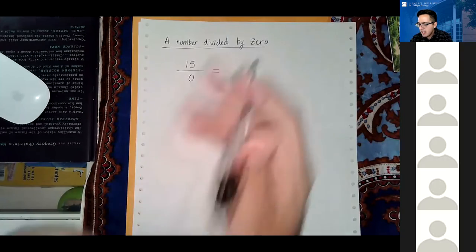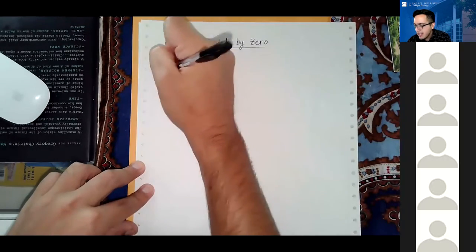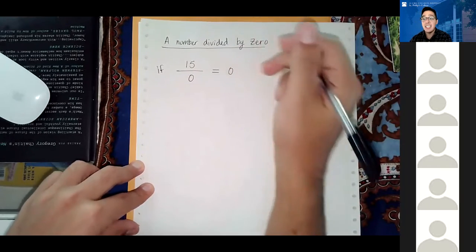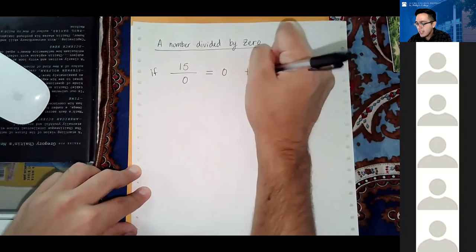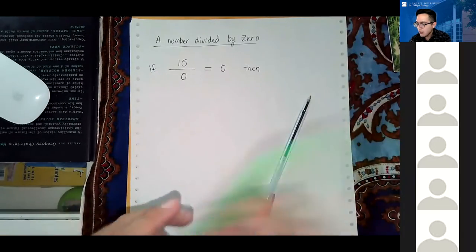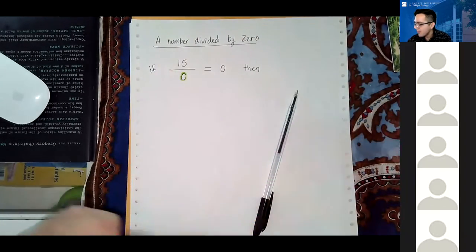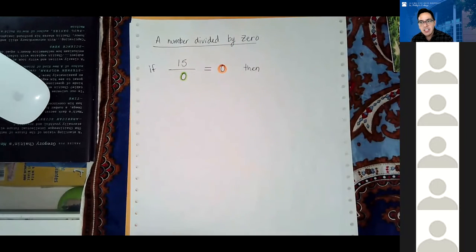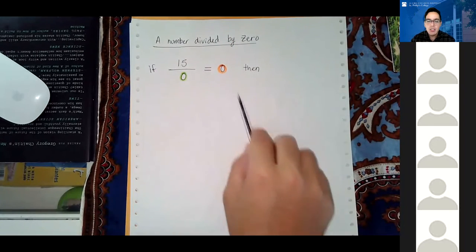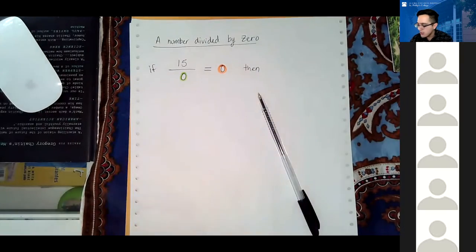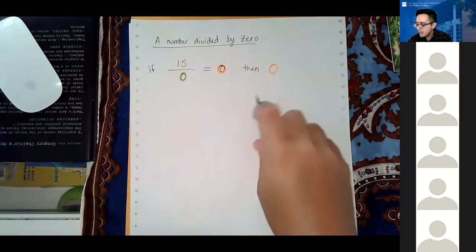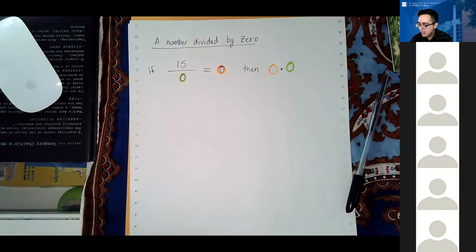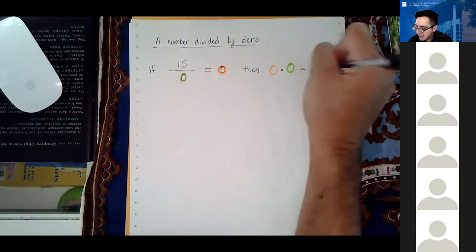Well, we need to be very careful about applying the precise mathematical definition of division here. So, for example, if 15 divided by 0 is 0, which I'm not saying it is, then that implies, and let me color coordinate these, this is my green 0, this is my orange 0, then based on the definition of division that I just gave you, I should be able to multiply my orange 0 times my green 0, and that should give me 15.